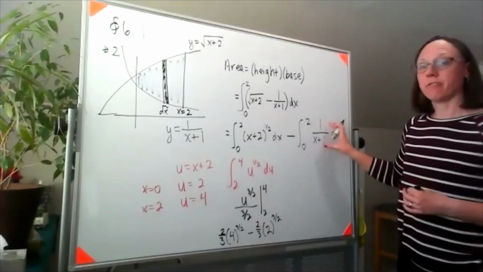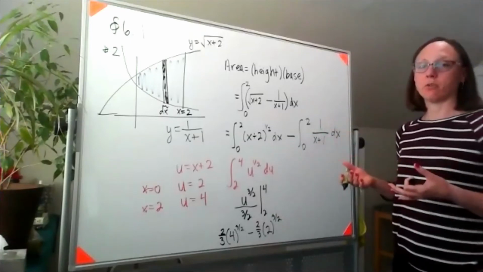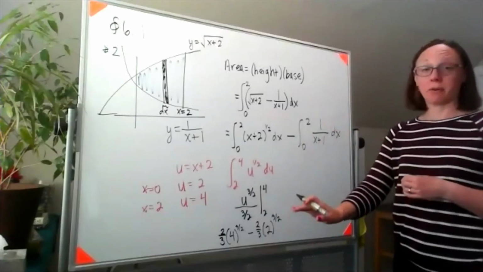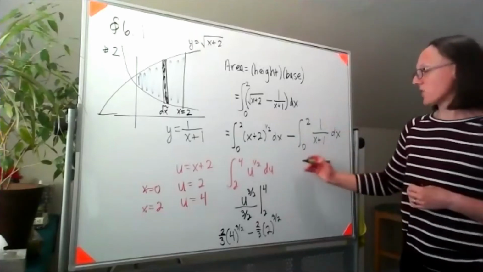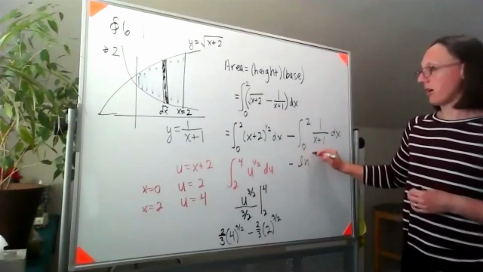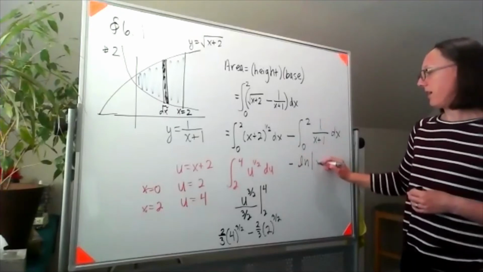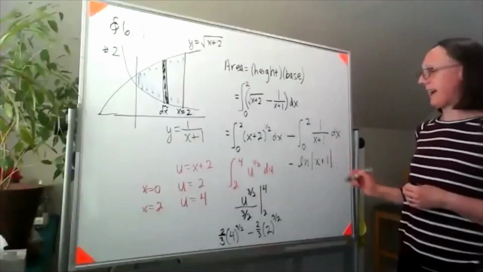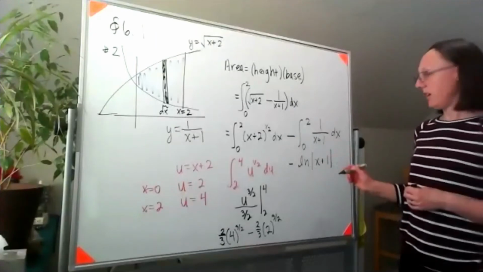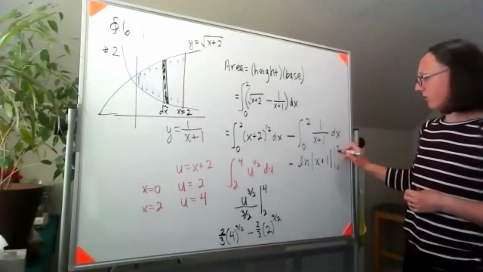Because this is one of the forms for our simple antiderivatives from chapter 4, I would take this straight to natural log absolute value x plus 1, evaluated from 0 to 2.